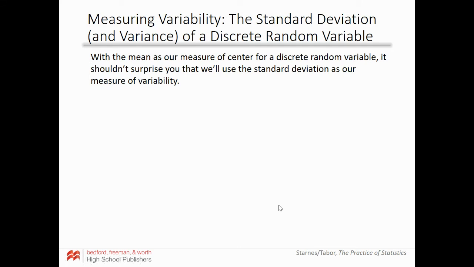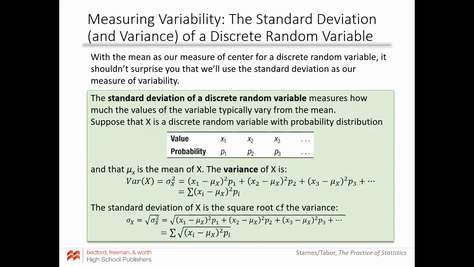Now talking about variability, that's the V in SOCV. So the standard deviation and variance, which is a word we've talked about, but not a ton, of a discrete random variable. So with the mean as our measure of center for a discrete random variable, it shouldn't be a surprise that we'll use standard deviation as our measure of variability, right? Mean and standard deviation go together, median and range usually go together. So we should be using standard deviation here.